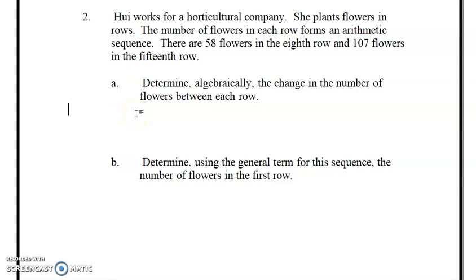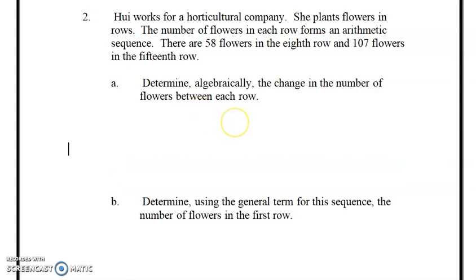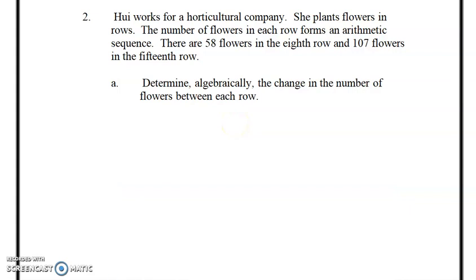So this is an interesting question, and we're going to have to go back to grade 10 for a minute, because if you set this up, you'll notice that there's two pieces of information here. We have the 8th row, which tells us there's 58 flowers, and we have the 15th row, which tells us that we have 107 flowers. So what I'd like to do first is set this question up, and let's write some information down that we have.